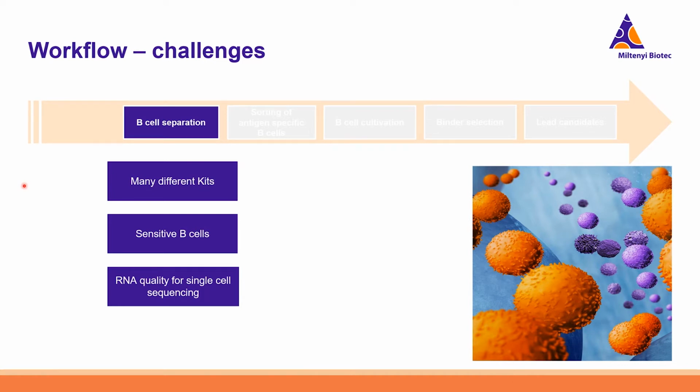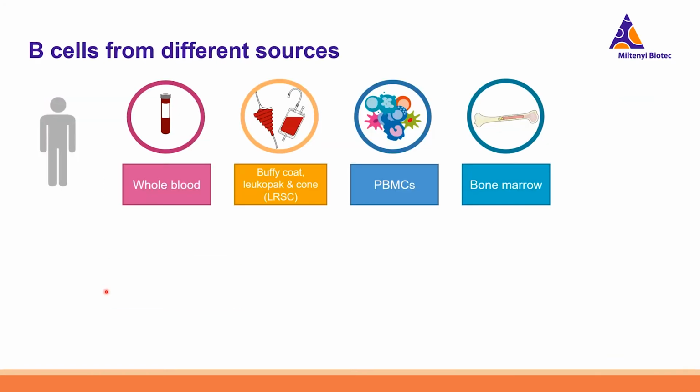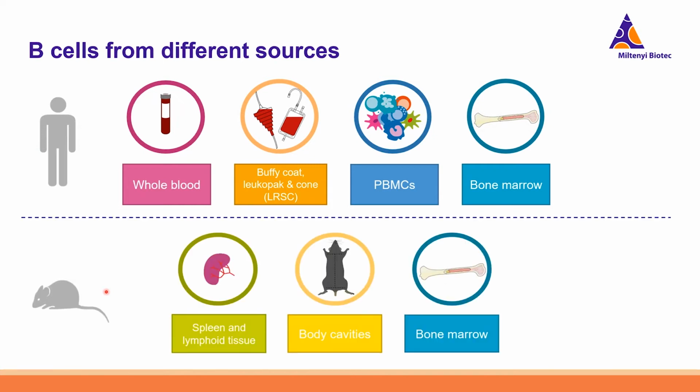So usually it's quite complicated, as I showed you in the beginning, that we have many different subsets, so many different kits are available to isolate the B cells. The B cells are really sensitive, so it's not so easy to have really viable B cells for all subsequent steps. And also the RNA quality is really important for single cell sequencing, but also for cDNA synthesis. To show you what is possible, from human, you can have many different starting materials as you see here. And for mouse, of course, we also have a lot of solutions for you from all the main important starting materials where you can work from mice.